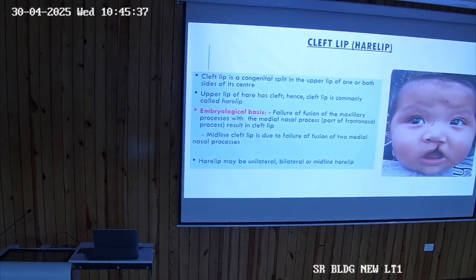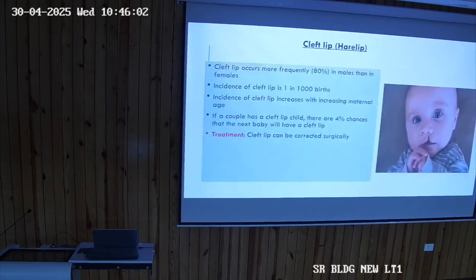So cleft lip occurs more in males, in 80% of cases, and it occurs 1 in 1,000. Okay. Then mostly they are genetically related. Either cleft lip or palate, they have multifactorial inheritance. So genes basically interact with the environmental factors, which leads to formation of cleft lip and palate.